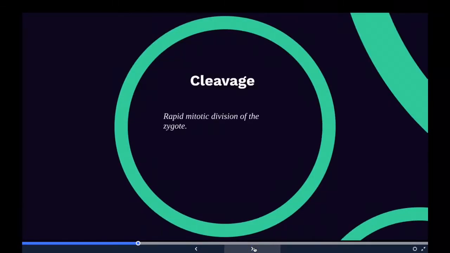Cleavage is rapid mitotic division of the zygote that begins immediately after fertilization. Cleavage ends in the formation of the blastula, while gastrulation involves rearrangement of the blastula and begins with the formation of the blastopore. Gastrulation ends with the formation of the embryonic germ layers. These layers are the ectoderm, endoderm, and mesoderm.